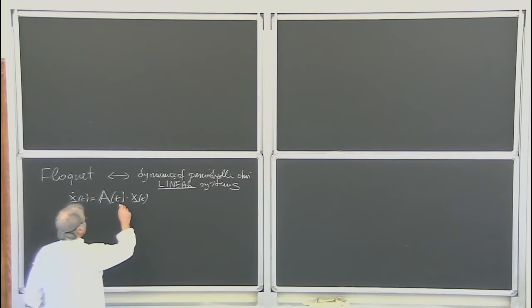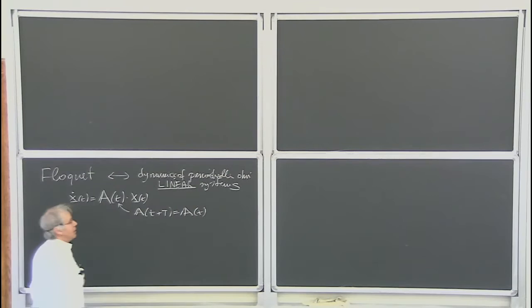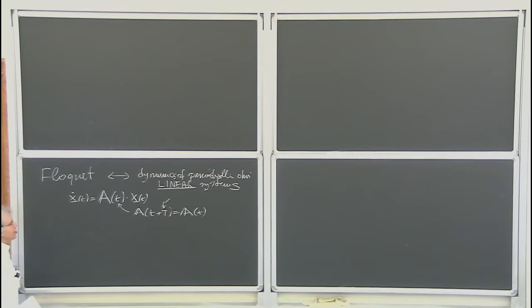Now, there are cases where this matrix here is periodic, okay? So it has the following behavior, where T is the period of the problem. And the question is, how do you study if this linear problem is stable or not? It's in some sense the generalization of the small oscillation problems when you study motion close to a minimum. Okay, so this is the classical case.